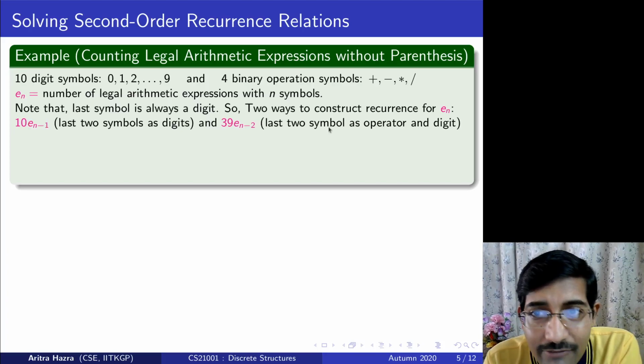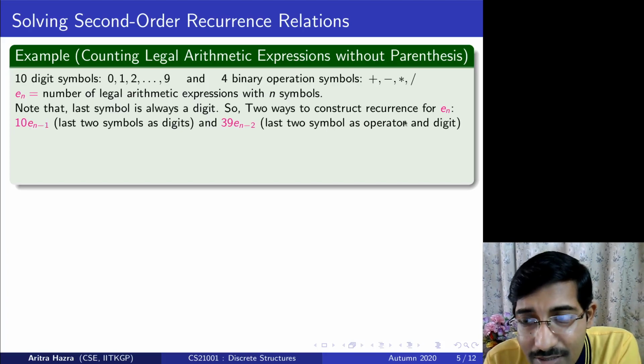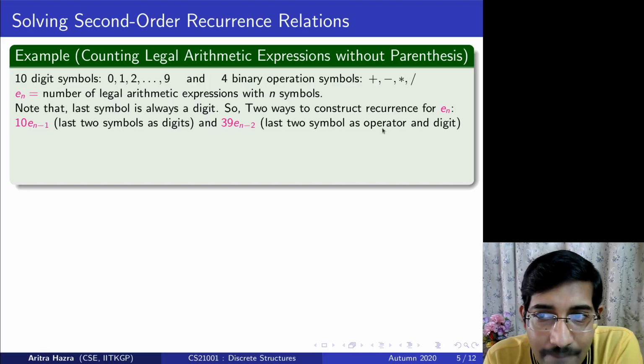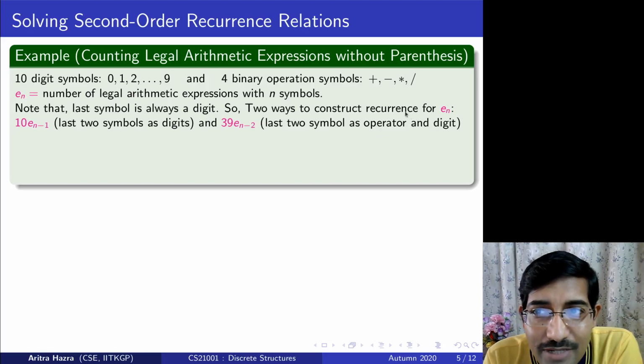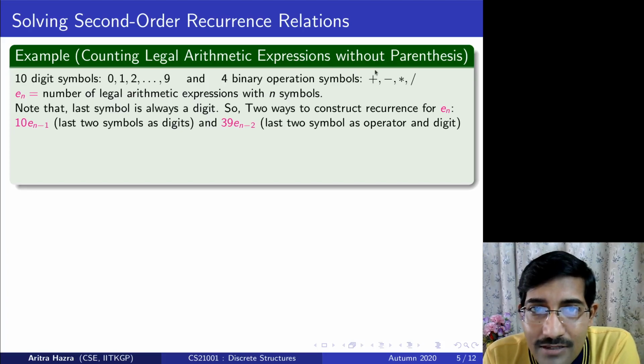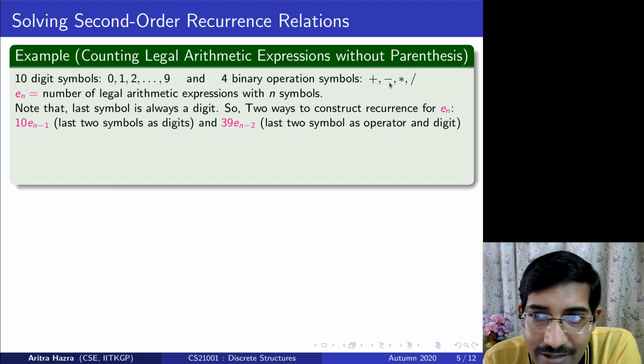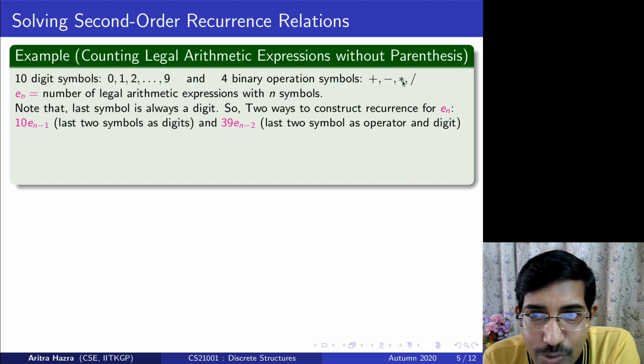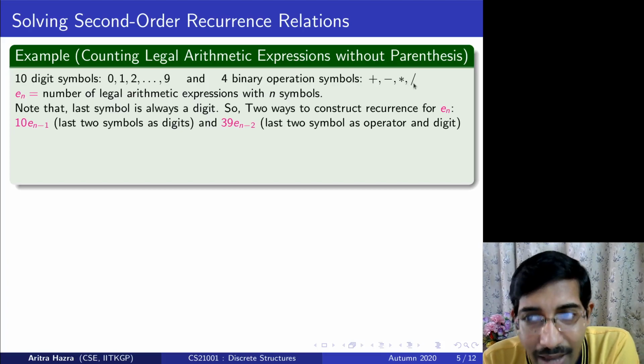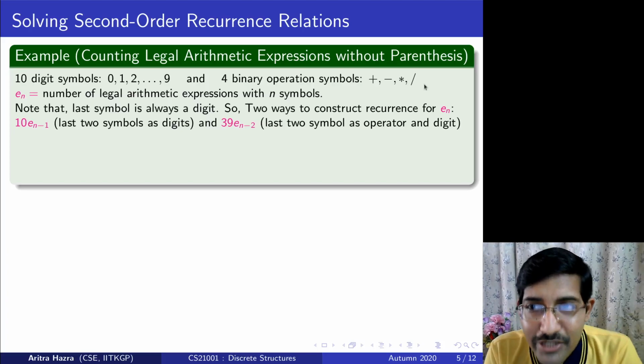However, if the last symbol is a digit and before that we have an operator, then how many such possibilities would be possible? 39, because plus 0, plus 1, plus 2, plus 3 up to plus 9, this is 10. Minus similarly up to 10. 0 to 9 is 10 in number. Star 0, star 1, star 2, star 3, that is 10 in number. But by 0 is not possible, so there are 9 options for by ending with a digit.